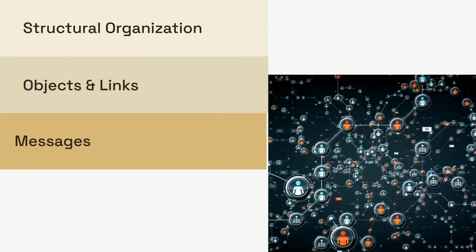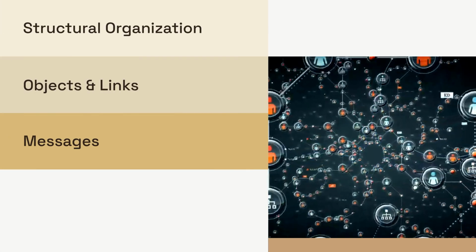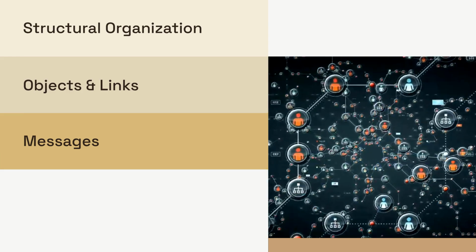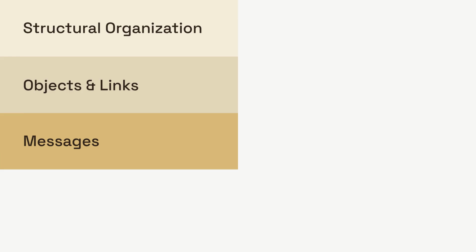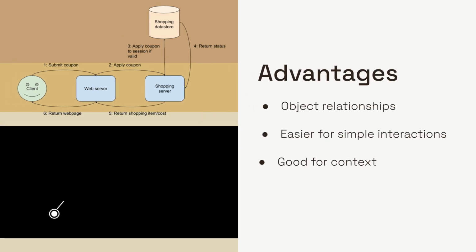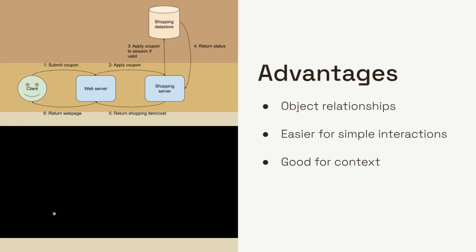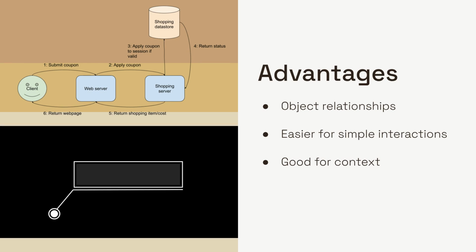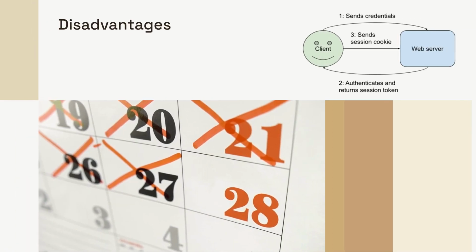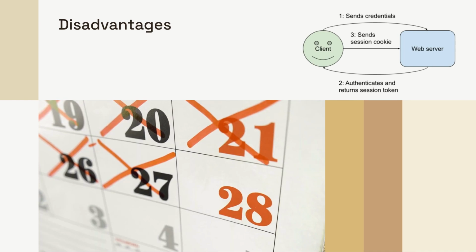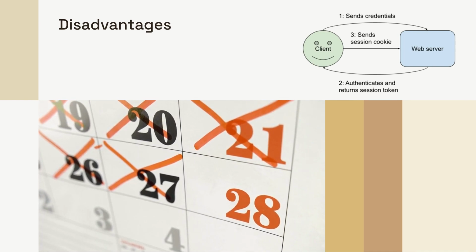Communication diagrams emphasize the structural organization of objects and their links, showing how objects are statically connected and what messages they send to each other. Their advantages include a clear focus on object relationships, easier for simple interactions, and providing good context for participating objects. However, they can become cluttered in complex interactions and lack lifelines, which are crucial for visualizing object existence over time.